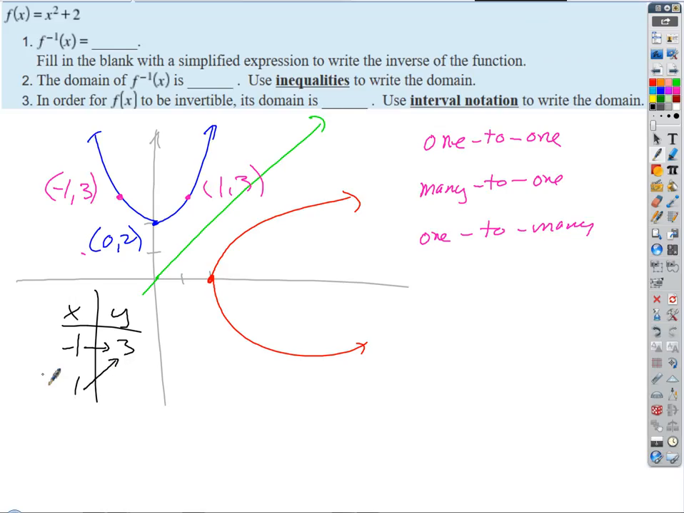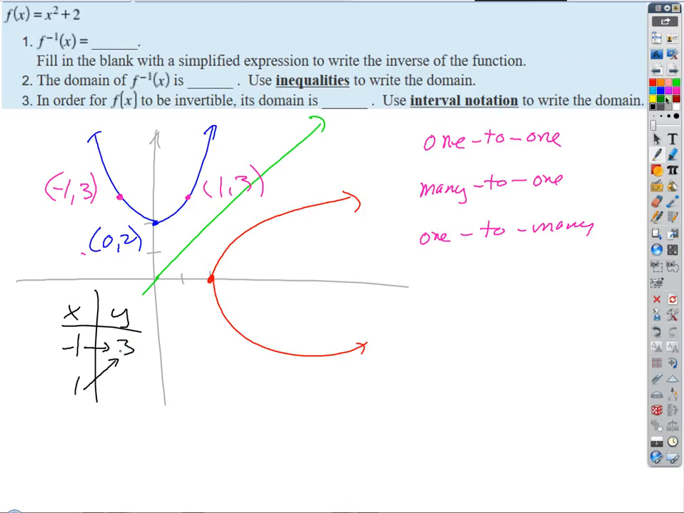What do you suppose that is then? Which of those classifications fits that relation? Many to 1. Yeah, it's a many to 1, isn't it? Because I've got many x values mapping to 1 y value. So many inputs to 1 output, right? Make sense? It is a function, but its inverse was a problem.